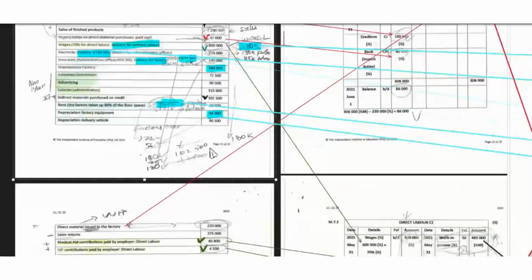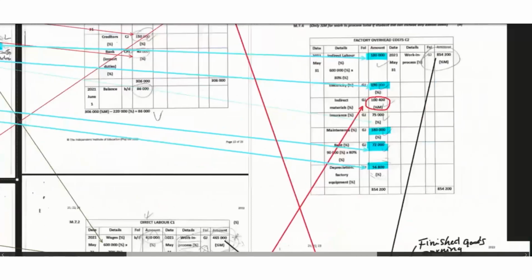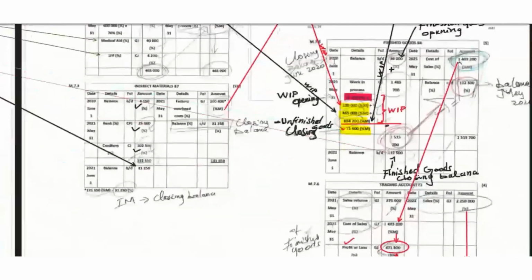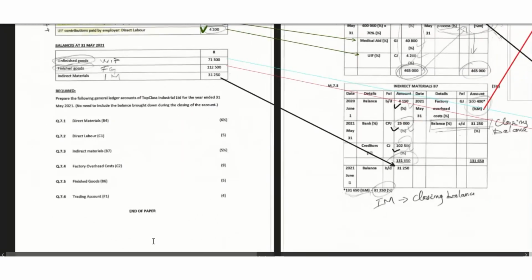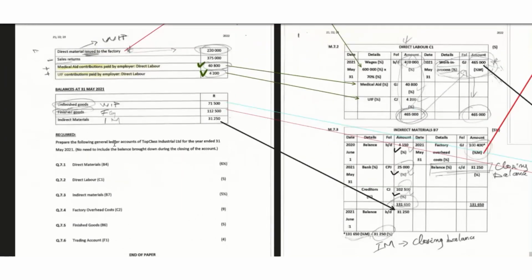Yes, there is an opening balance for the finished good. It's 30,000. So let's start there. For the finished good ledger, we will start with the opening balance for the finished good. And now we need to put everything that is work in process. We put everything that is work in process, but we need always to check, is there a closing balance? Check your closing balance. There is a closing balance for unfinished goods, for finished goods, and for indirect material.